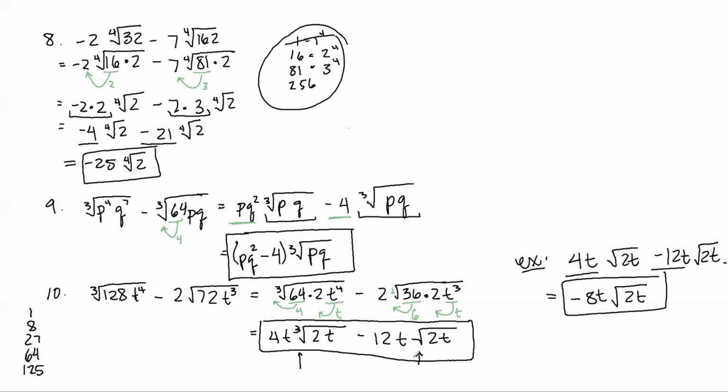Okay, let's try a few more, and these are going to be a little trickier. So number 11, we're given the square root of 8/9 minus the square root of 27 over 108. Now, the first instinct you should have when it comes to fractions in radicals is to split it up. So first thing I'm going to do is split this up as the square root of 8 over the square root of 9 minus the square root of 27 over the square root of 108.